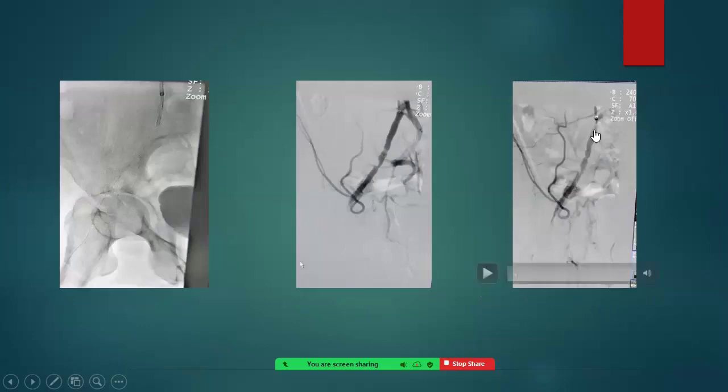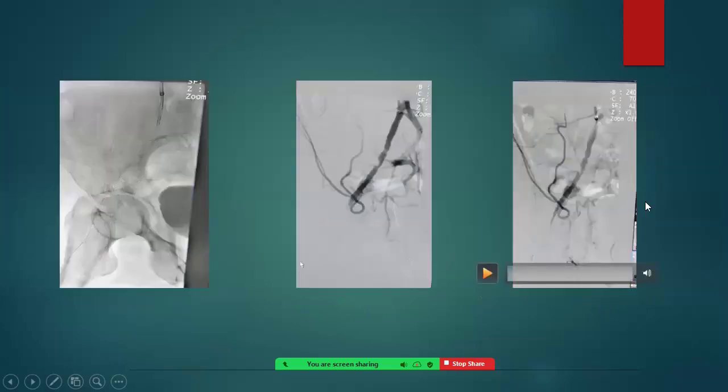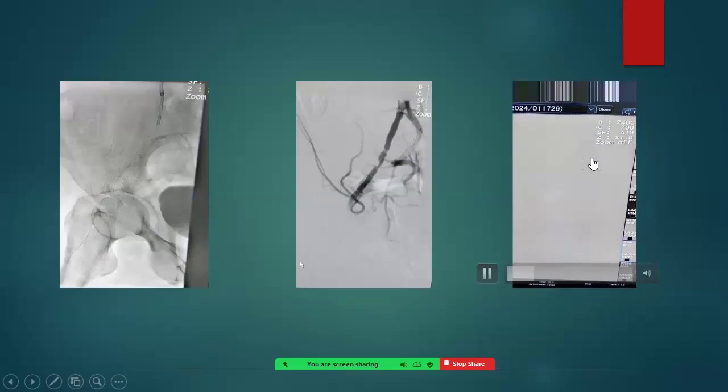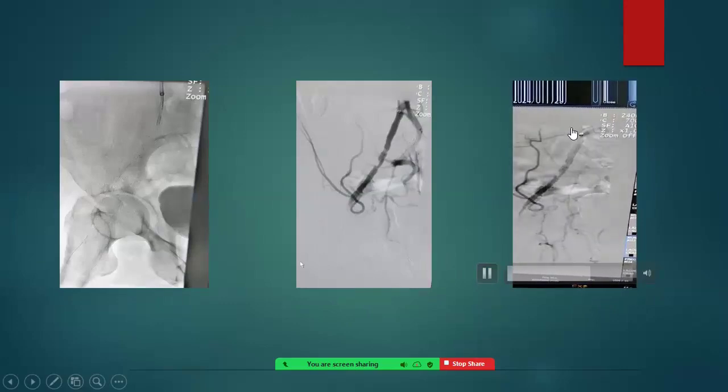So this was the ECA after. Then we left the patient over here only. We will not do any further aspiration because that will complicate the disease further. So the ECA is patent, and some collateral was formed.